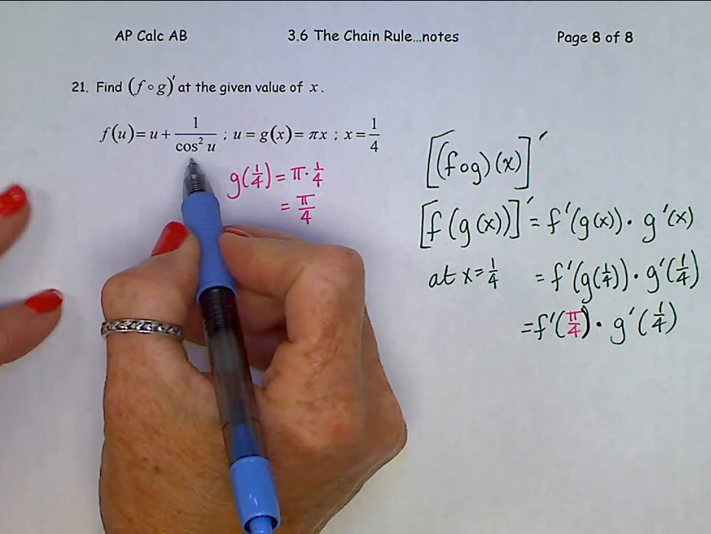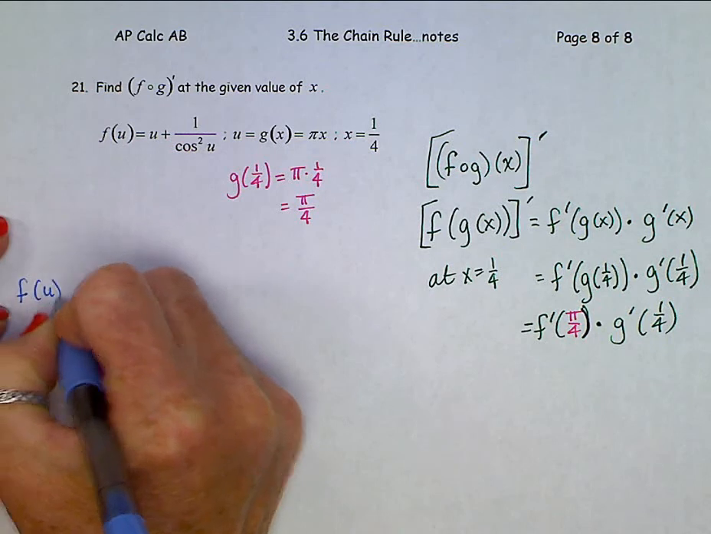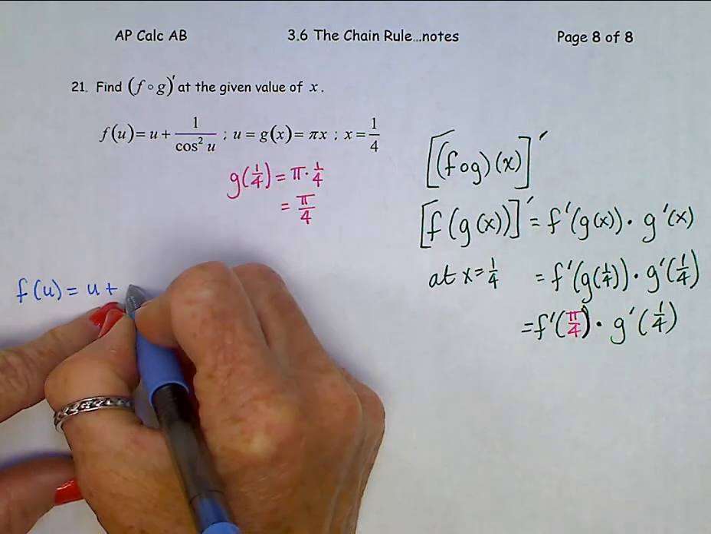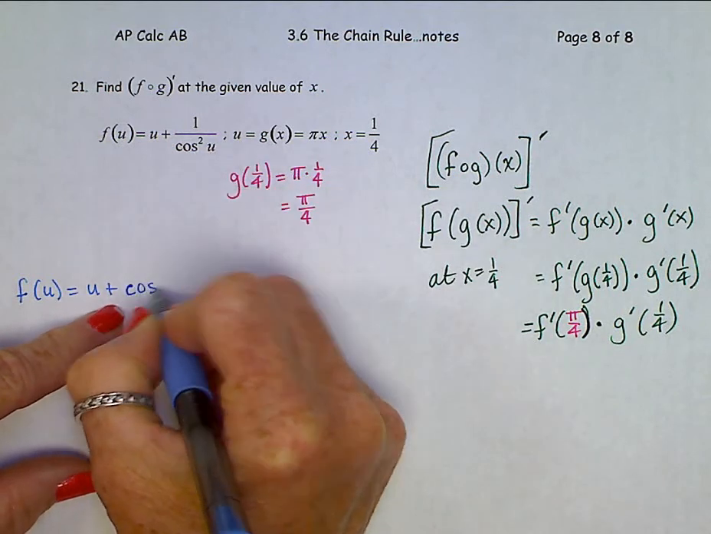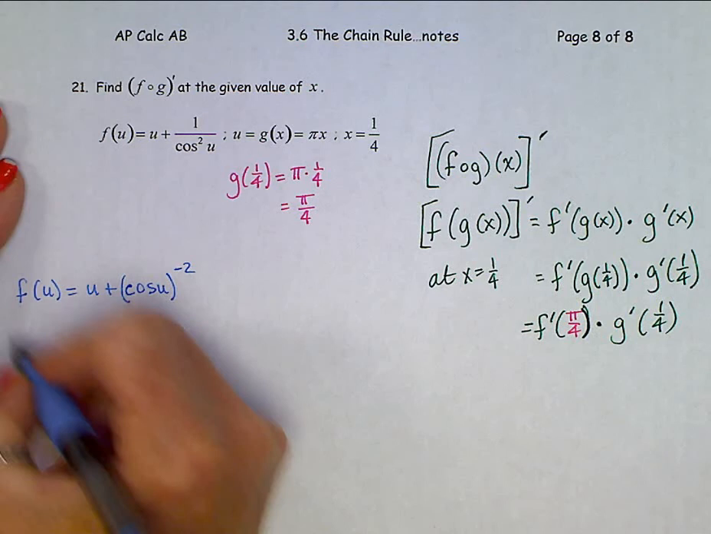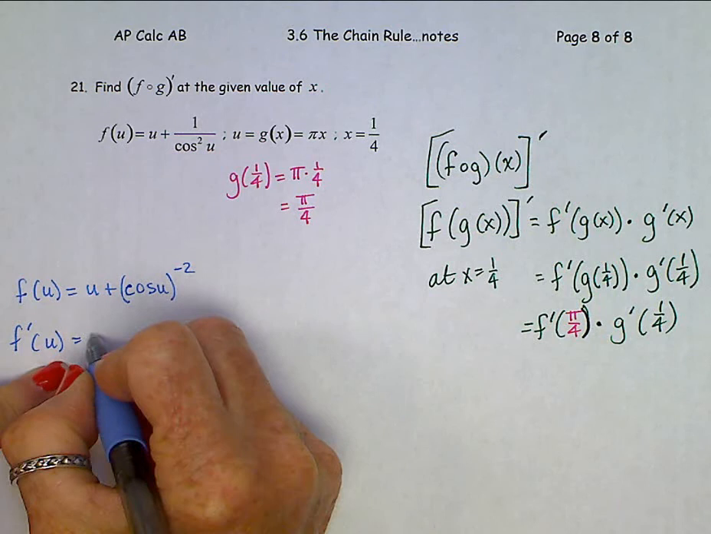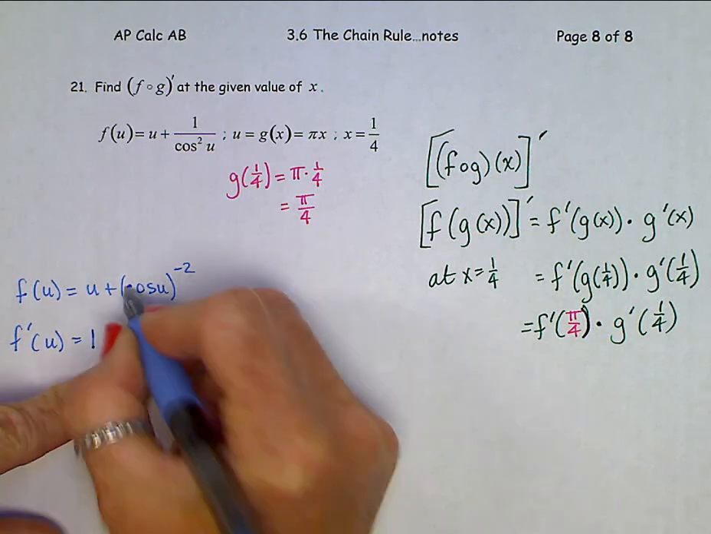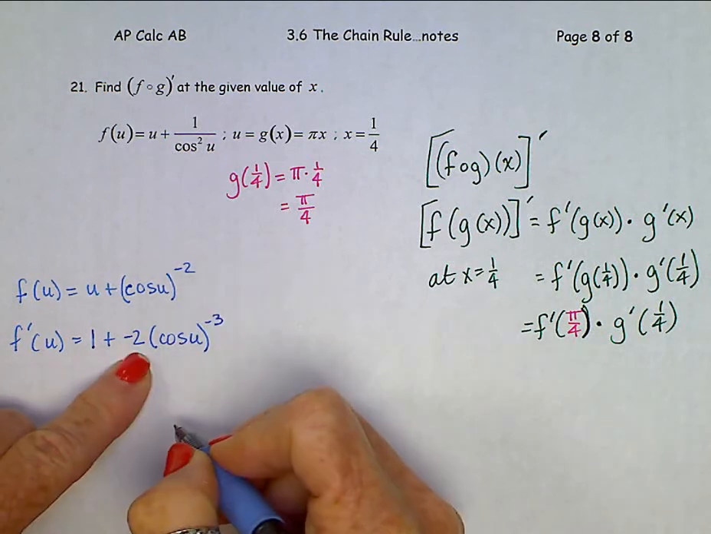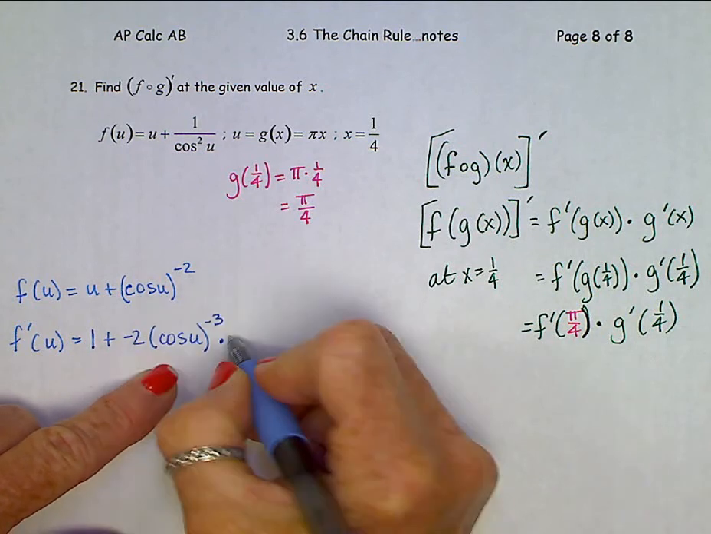Oh boy, look at that f function. So I'm going to come over here. F of u, and let me rewrite this, u plus, okay, that cosine squared's in the bottom. How about we bring that up so we don't have a quotient rule? Cosine u to the -2. And now when we do the derivative of u, that's just 1, plus this -2 comes down in front to the -3rd, then times the derivative of the inside. Derivative of cosine is negative sine u.